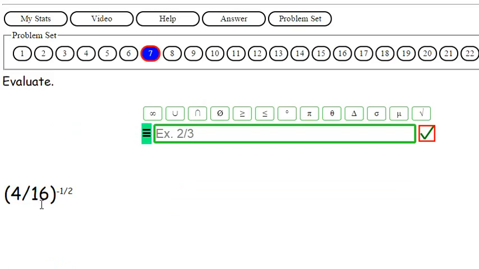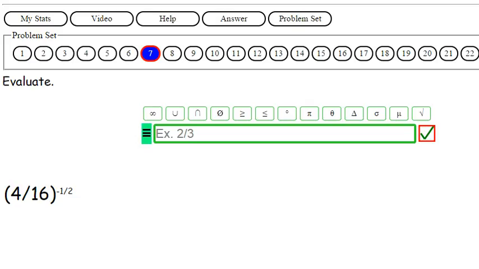We have 4 over 16 raised to the negative half. 4 over 16, and that's all raised to the negative half. Is that right? Oh, the way that's written, yeah.